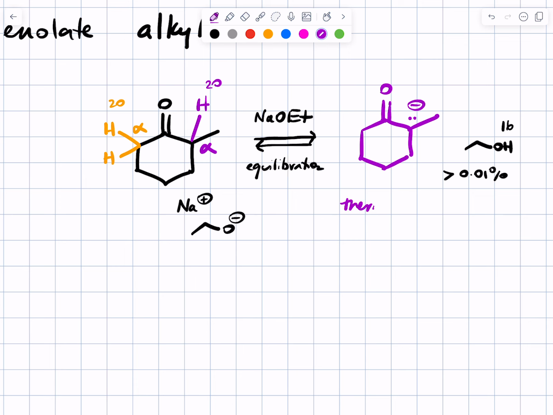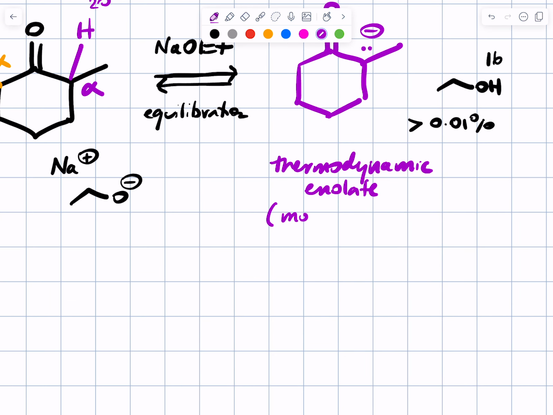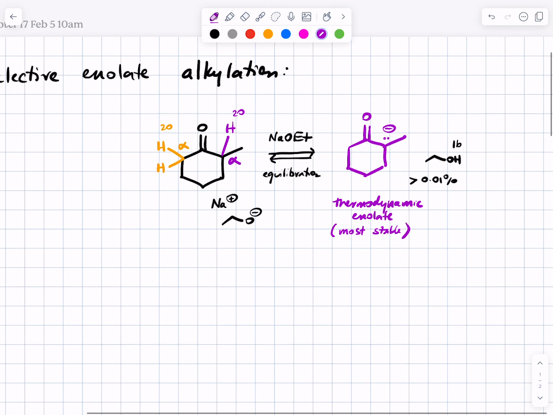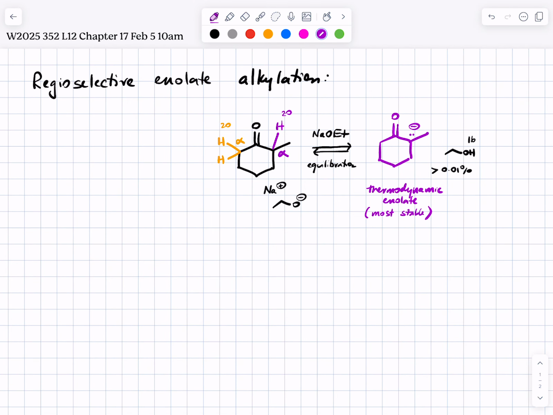Your text calls this the thermodynamic enolate. I think that term is unnecessarily complicated. We just mean that it's the most stable enolate. And when you're under equilibrating conditions, the major enolate that you get is the most stable one. Okay? So that's something we mentioned last time.